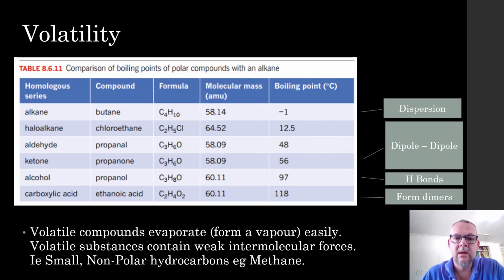to the packing. Now, if we have a look at volatility, if I smell a fruit, it's got some volatile oils in it, and that's what gives off fruit its characteristic smell. Also, petrol. So petrol is generally octane, isn't it? And it's quite a volatile liquid, so it forms a vapor easily, which means you can smell it. Okay, so volatile substances contain weak intermolecular forces. So we're expecting small non-polar hydrocarbons, i.e. things like methane, so alkanes and the smaller ones, are going to be able to evaporate more easily.